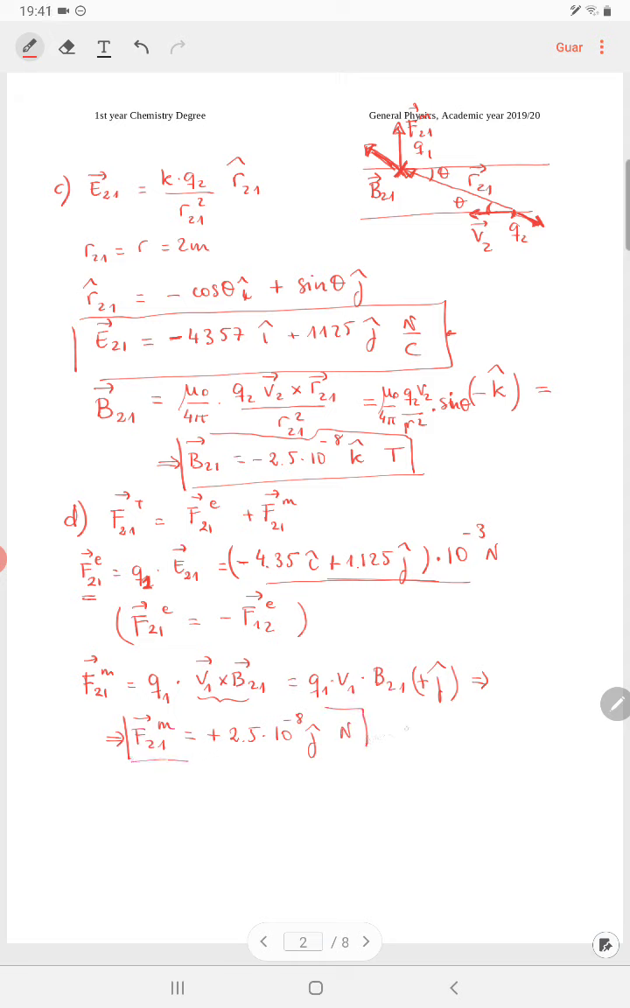Here I want you to realize again that this F21 magnetic is equal to minus F12 magnetic, because this is another pair of forces. It's the interaction between two bodies. So at the end, the total force exerted by 2 on 1 is approximately equal to the electric part, because the magnetic part is very, very small. In any case, the total force of 2 on 1 is equal to minus the total force of 1 over 2.